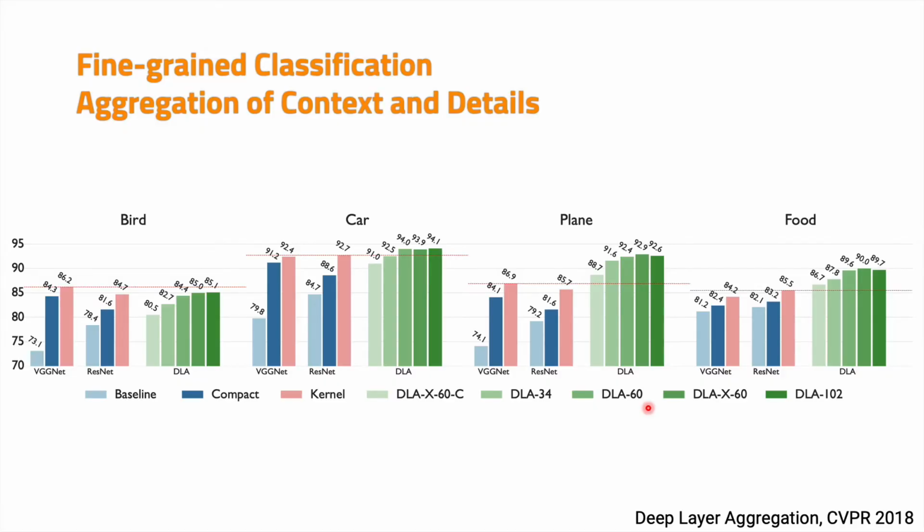The same trend is true on the other datasets as well. For example, we have datasets to classify different breeds of birds, different types of cars, different types of airplanes, and different types of food.